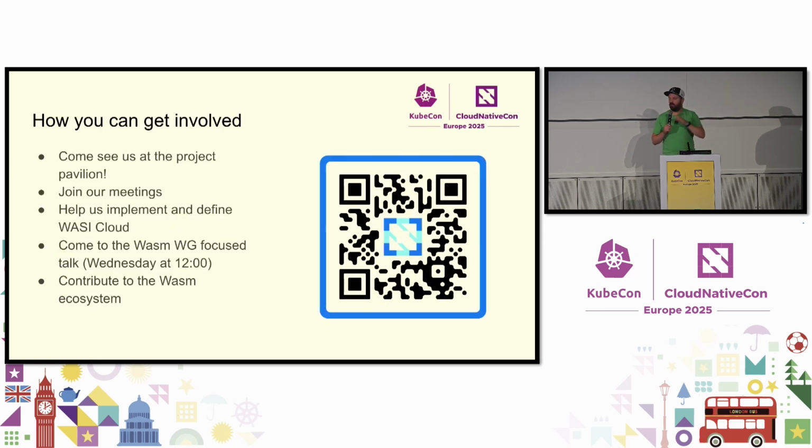Now, how can you get involved, which is the most important thing? Come see us at the Project Pavilion. The Tag Runtime booth is there. If you're going to be around for the booth crawl, we will be there, and we'll have a lot of the evening on that booth crawl with Wasm folks around. Come join our meetings. That's the QR code. You can come join the Wasm working group. It happens every other week.